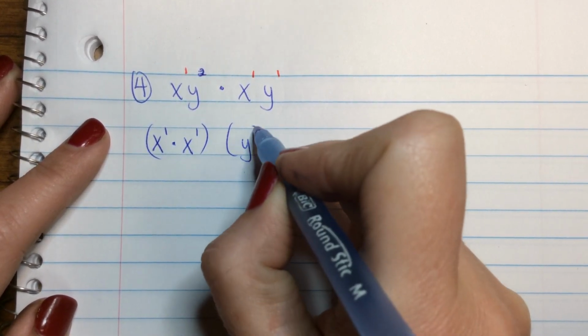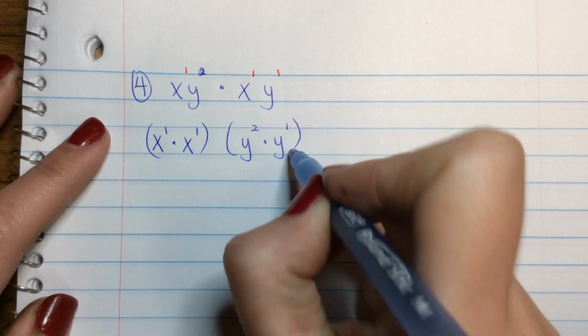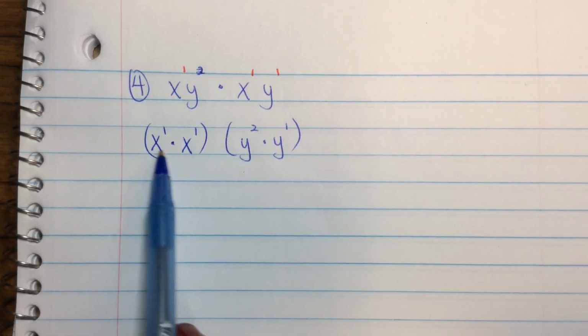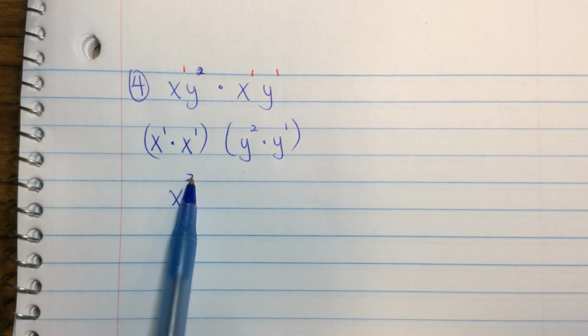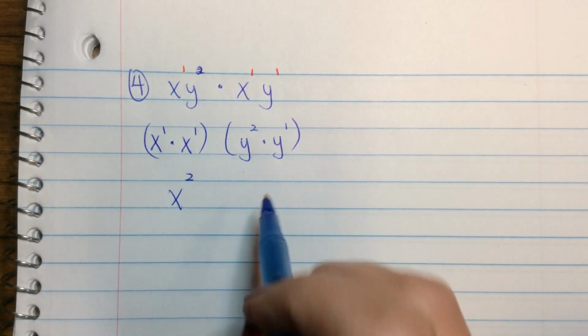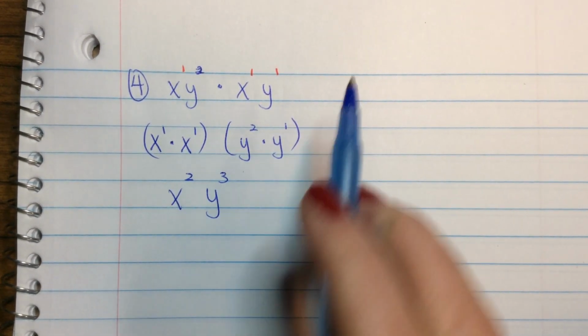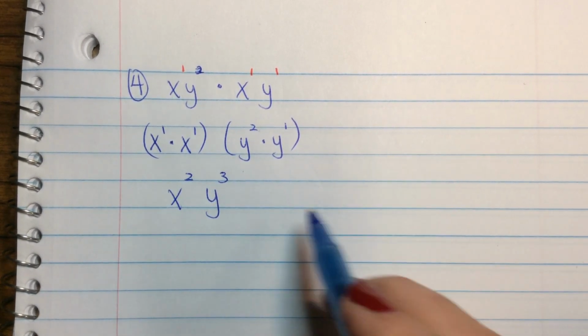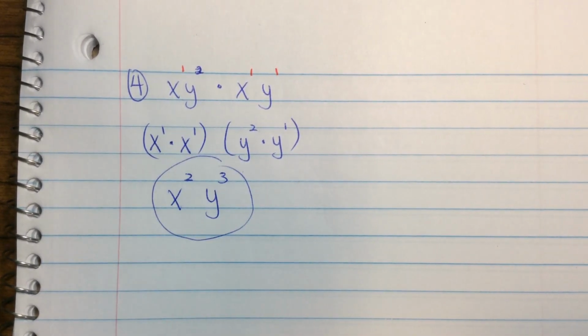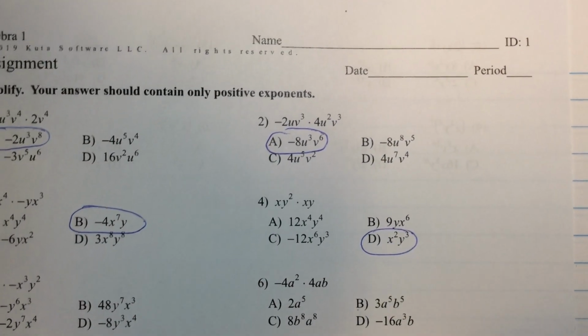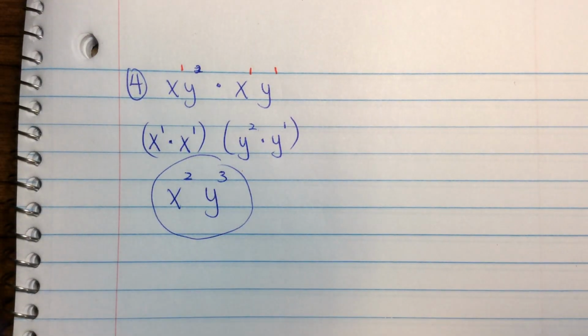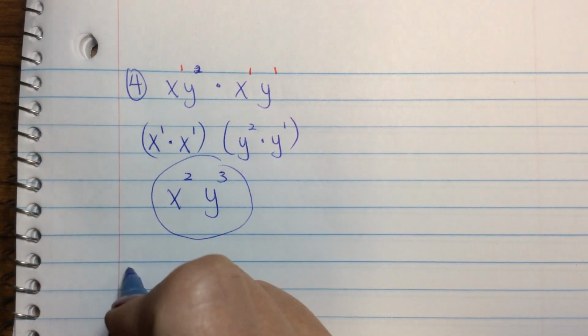And I'm going to put my y's together. So I got x squared, because 1 plus 1 is 2. And then I'm going to have y cubed, because 2 plus 1 is 3. And that's going to be my answer. And that is D. All right, number 5, moving right along.